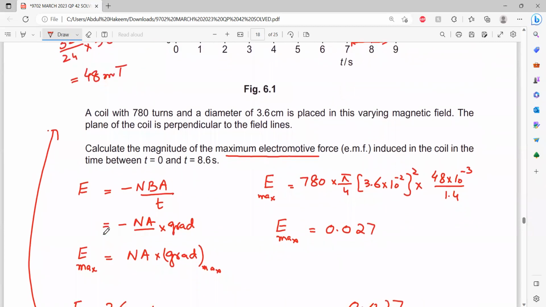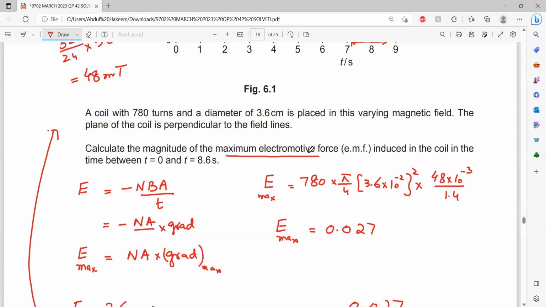Now we have to calculate the maximum EMF. EMF is minus NBA over t. N is the number of turns, B is the flux density, A is the area, and t is the time. So the number of turns is given, 780. Then area is equal to pi by 4 times diameter squared, or you can use pi r squared, but I use pi by 4 d squared because the diameter is given in centimeters: 3.6 times 10 to the power minus 2, and then squared. And then B, the magnetic flux density, we have calculated as 48 millitesla, so 48 times 10 to the power minus 3.